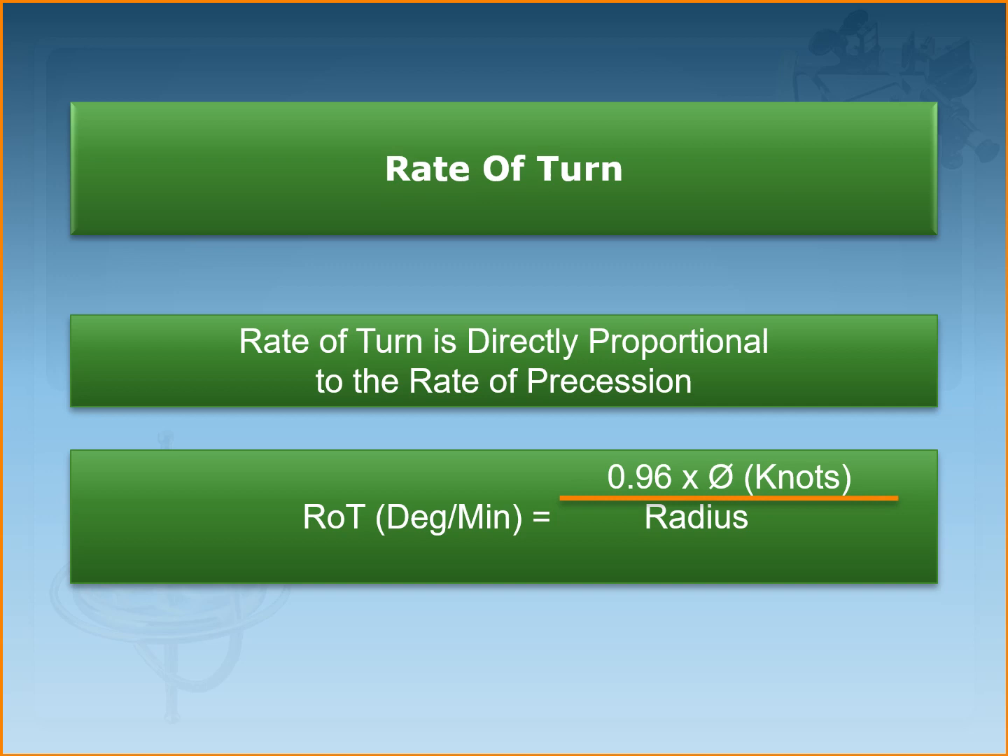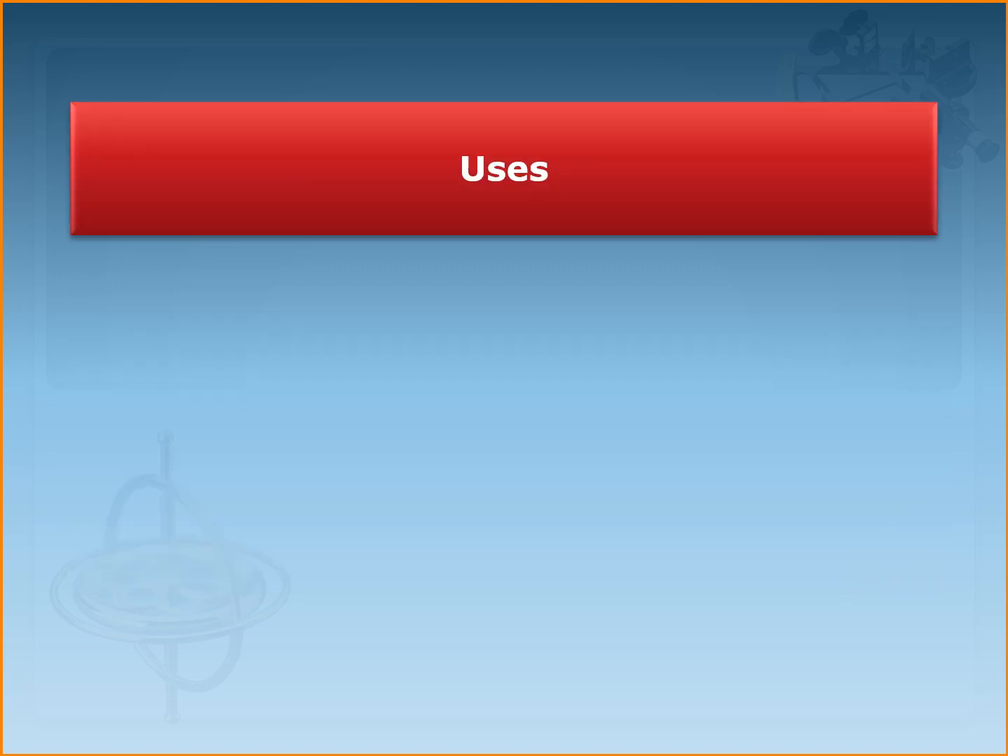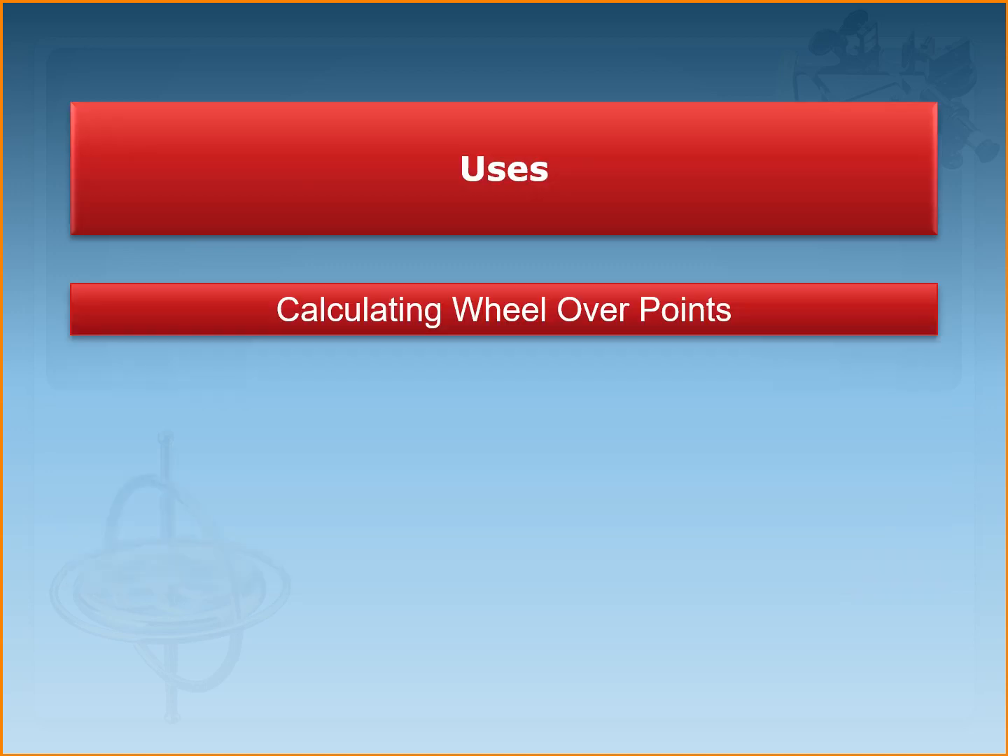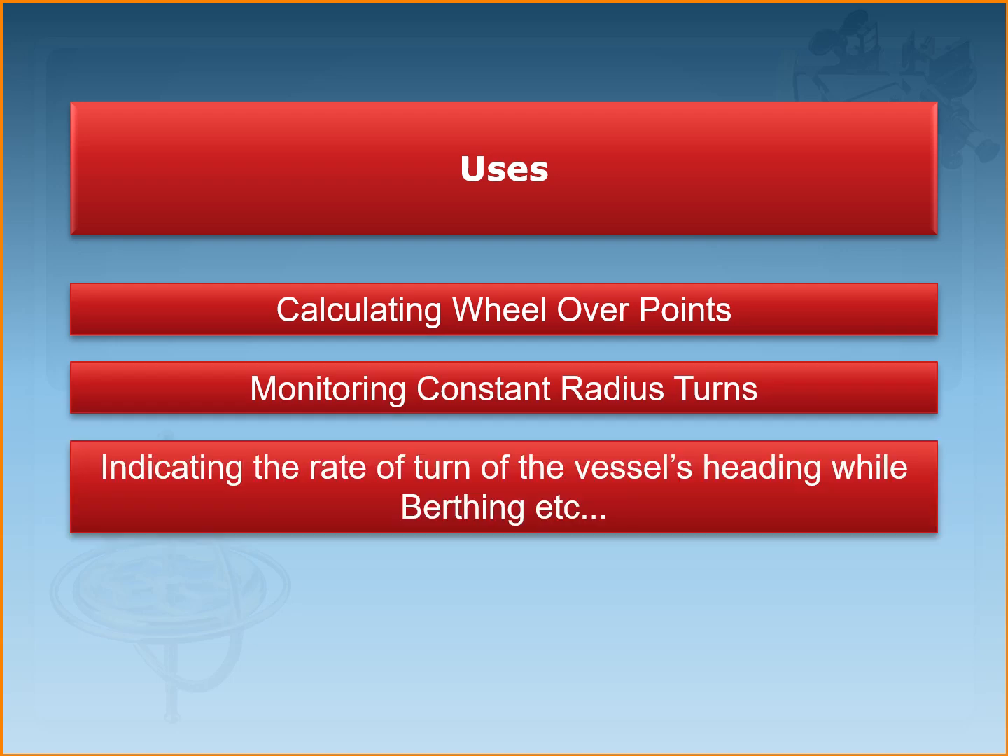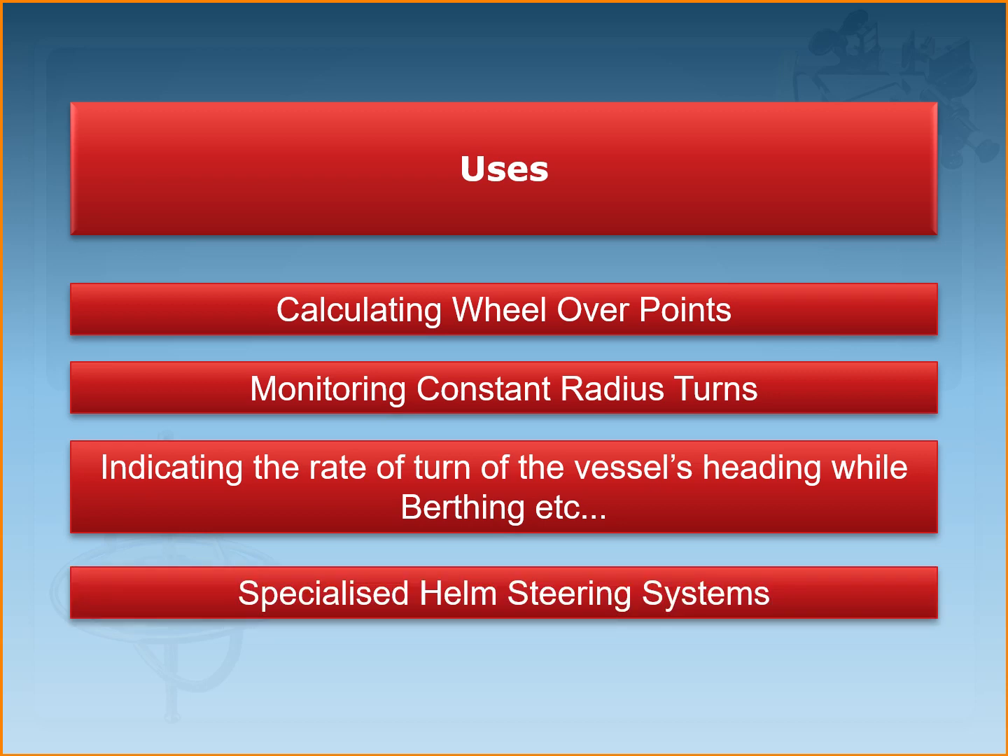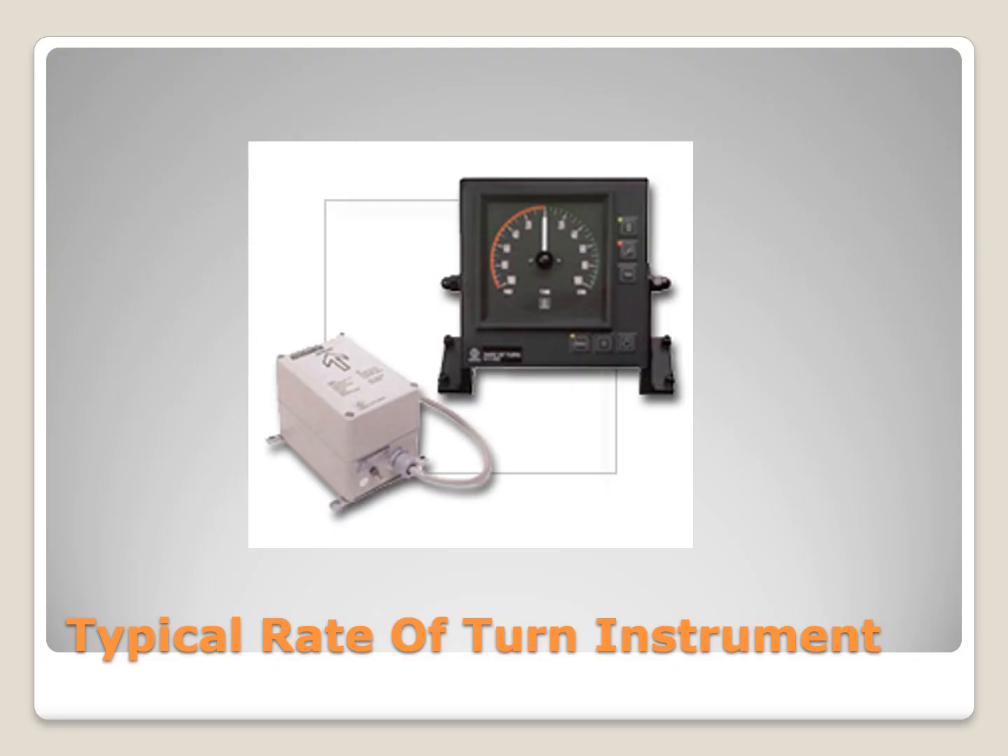So the rate of turn gyros are very useful when gauging and drawing constant radius turns on the chart, calculating the wheel over point, achieving a constant radius turn, making allowance for wind and tide, and also indicating the rate of turn of the vessel's heading while maneuvering the vessel around tight spots or berthing. The rate of turn indicator has its use on all types of marine craft and can enhance both the safety of navigation and collision avoidance. On vessels for inland waterways, it has the task of assisting radar navigation by measuring and indicating the swing, or the rate of turn of the ship to port and starboard.